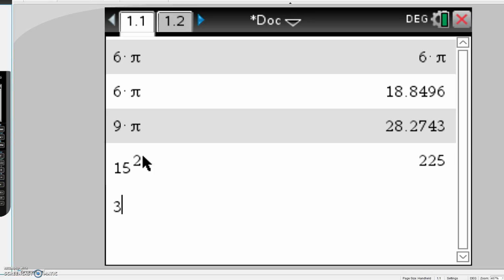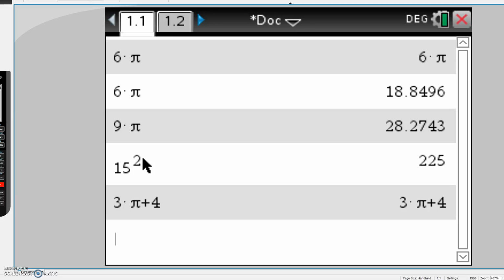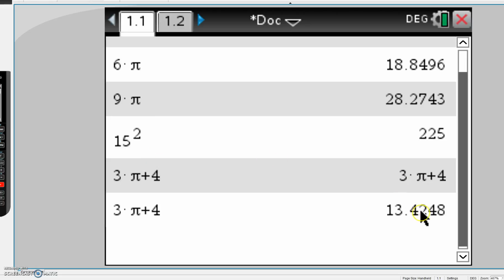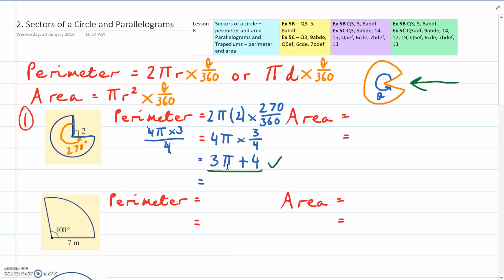So 3 pi plus 4. Again, if it doesn't change anything, press Control and then Enter, and we get it as a decimal. So that's 13.42. And we don't have a unit measurement. Really important that you generally leave it in that exact form. So 3 pi plus 4 is acceptable, whereas 13.42 is the decimal value. Only do that if it tells you a number of decimal places.